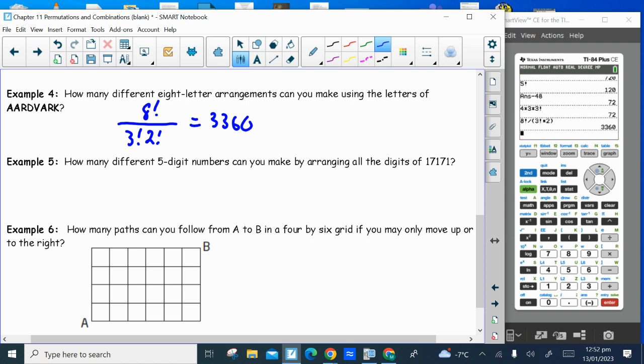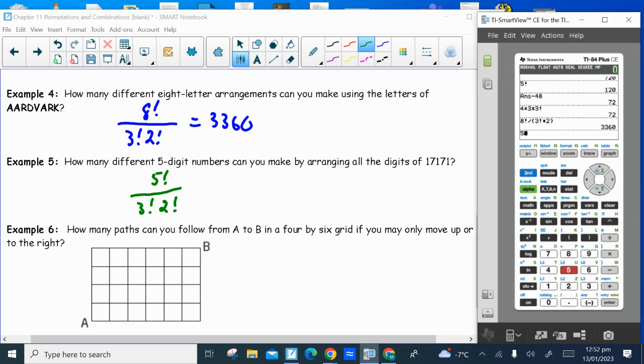Number 5, how many different 5-digit numbers can you make by arranging all the digits of 17171? Well, there are 5 digits there. They can be arranged in 5 factorial, but again, there's repetition. There are 3 1s and 2 7s. So you divide by 3 factorial and 2 factorial, same as the previous one.